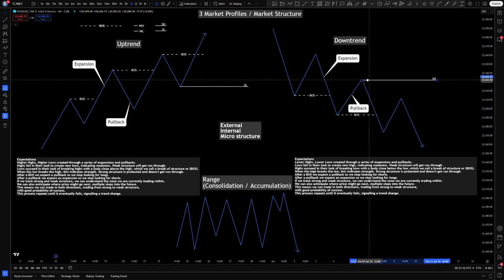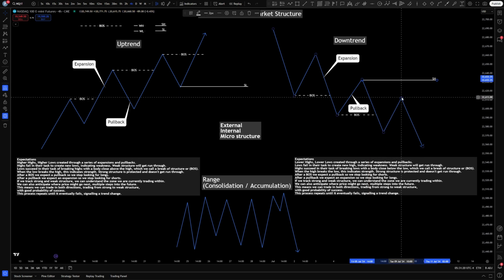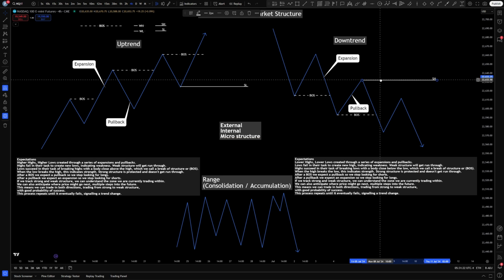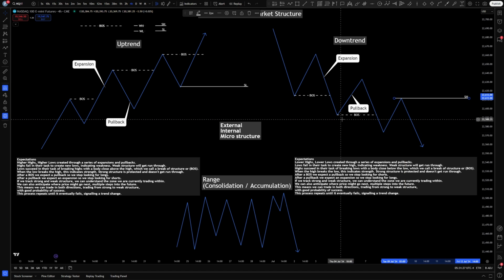So we move our strong high down, and then we get a new break of structure here. Price comes up, breaks through. So where do we move our strong high to? This high. And it continues.